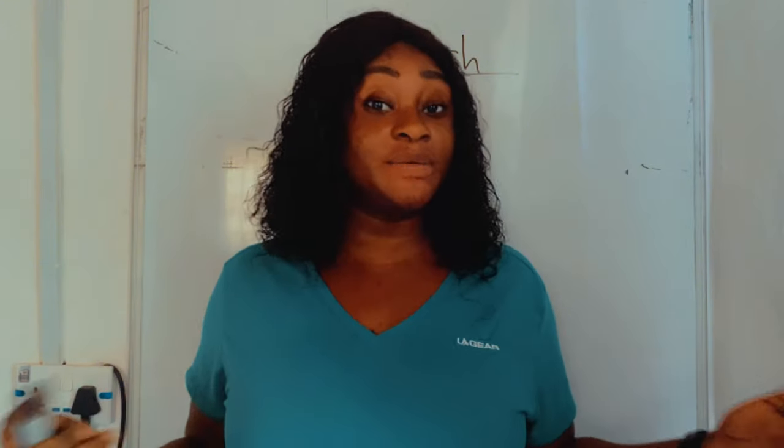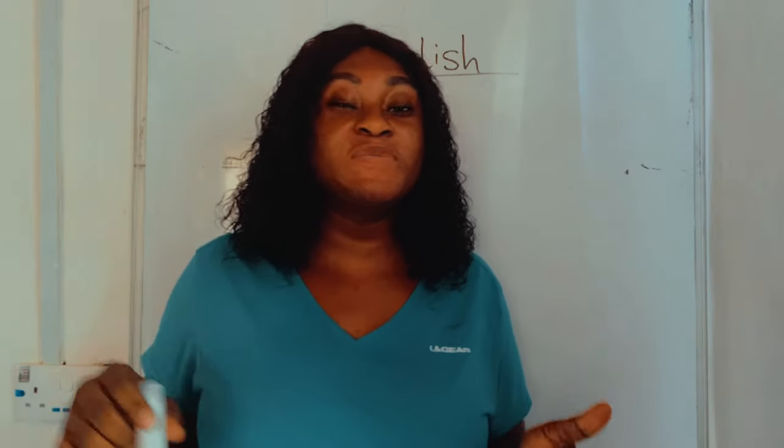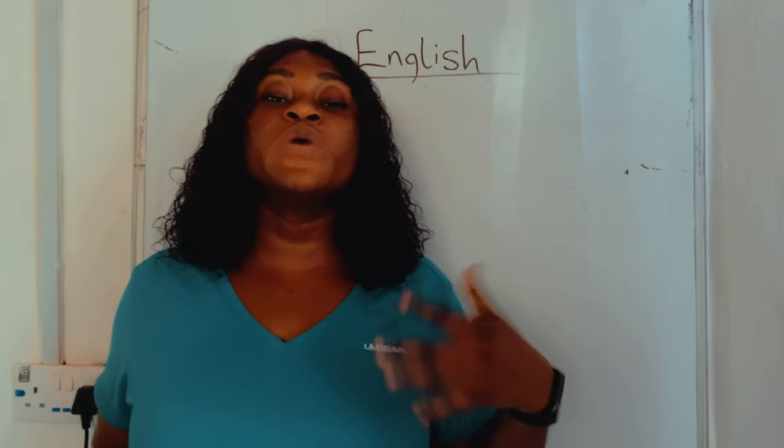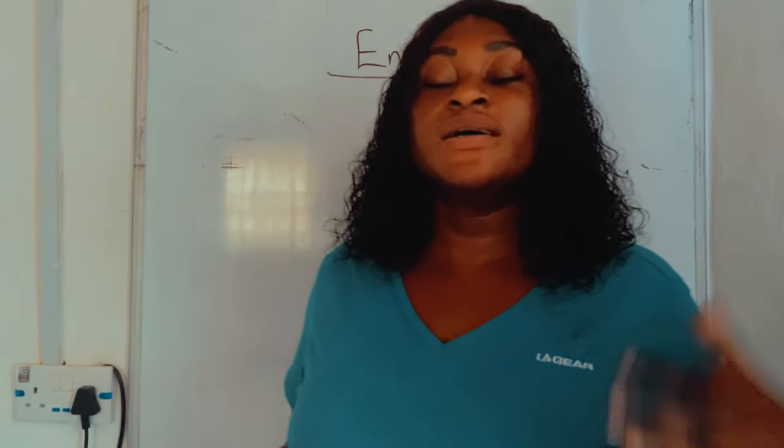Now don't forget, we are beginners. We are still beginners. We started from the alphabet. From the alphabet, we went to our simple basic sounds. And after the simple basic sounds, we went straight ahead to the two letter words and two letter word sentences. So today, I'll be teaching us three letter words. Simple and familiar three letter words.